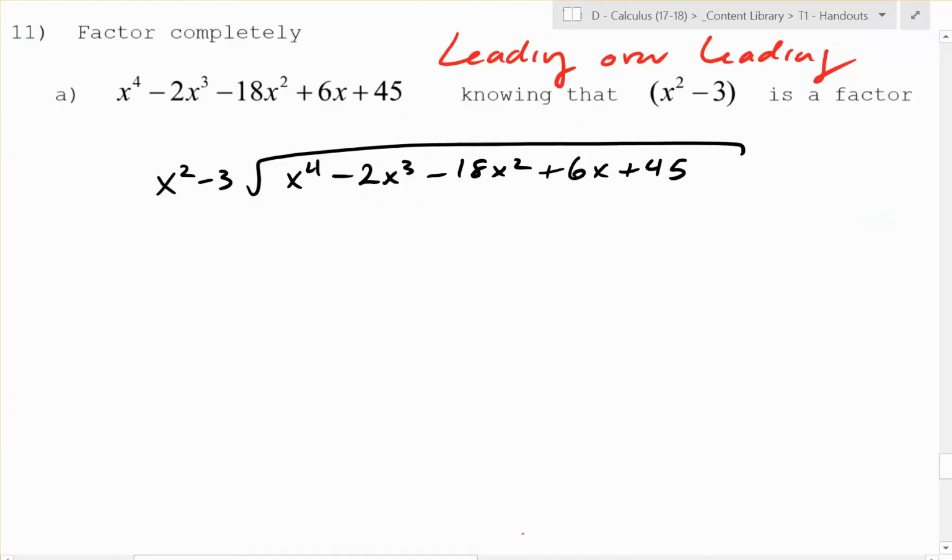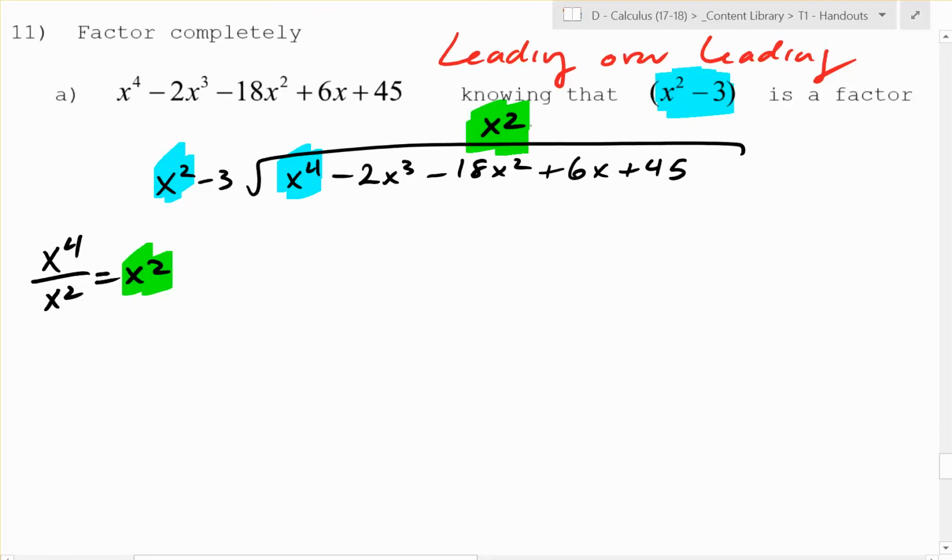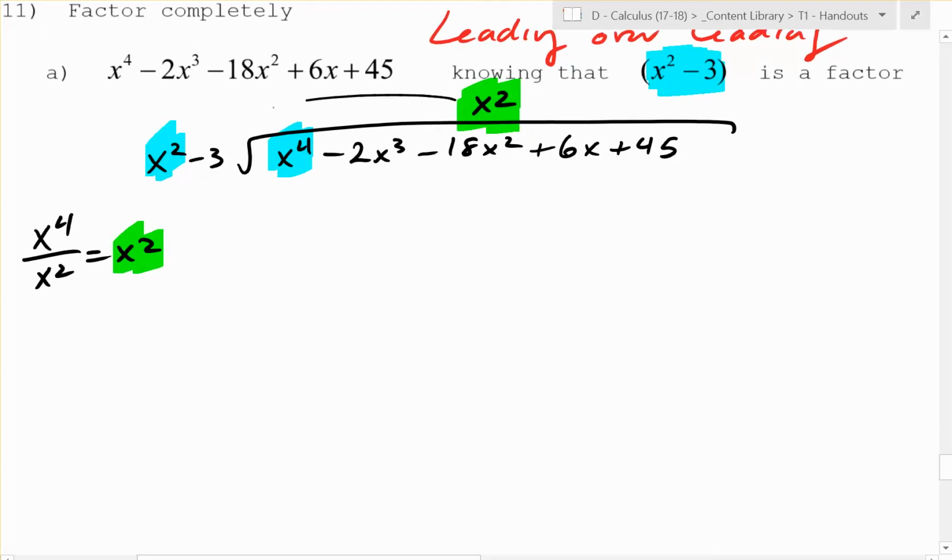Let's do polynomial long division, which you have to do because the power here is greater than 1. The key phrase, remember, is leading over leading, and in this case it's x to the 4th over x squared. So x to the 4th over x squared equals x squared. So that ends up getting put right up here above the x squared term. And now you multiply. You take this and you multiply it in. x to the 4th minus 3x squared.